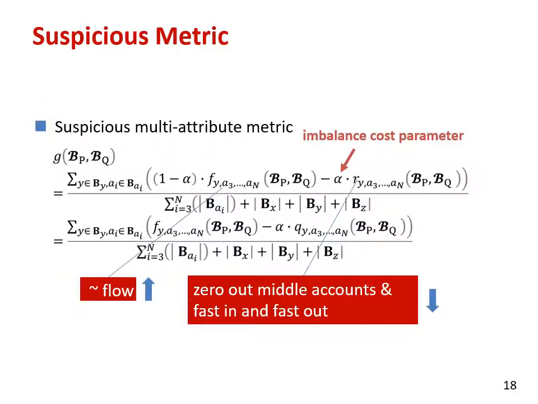Next, our money laundering metric can be defined as this formula. The more suspicious dense block will make our metric become larger. Specifically, for the numerator, the higher the amount of flow will make F larger. And if the flow satisfies zero out middle accounts and fast in, fast out, R will be small. Additionally, the denominator represents the sum of the size of different attributes of subtensors.